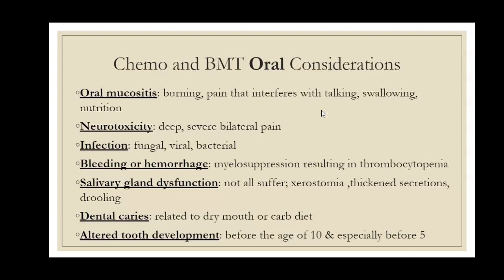And then infection: fungal infection, viral infection, bacterial infection, bleeding or hemorrhaging. This can result from myelosuppression, resulting in thrombocytopenia, or the thinning of their blood. Salivary gland dysfunction. Not all suffer from xerostomia, but there are thickened secretions or drooling, different manifestations besides just xerostomia. Dental caries related to dry mouth or a carb diet. Altered tooth development before the age of 10 or especially before 5. So if a child goes under chemotherapy, it can affect tooth development.